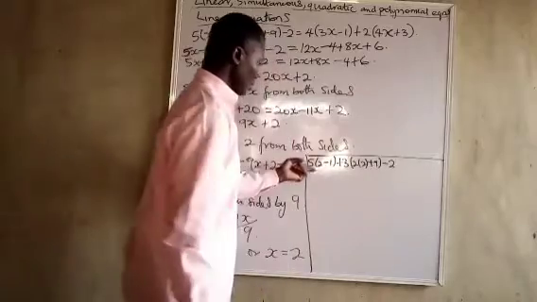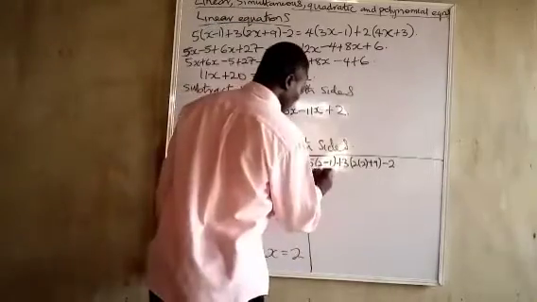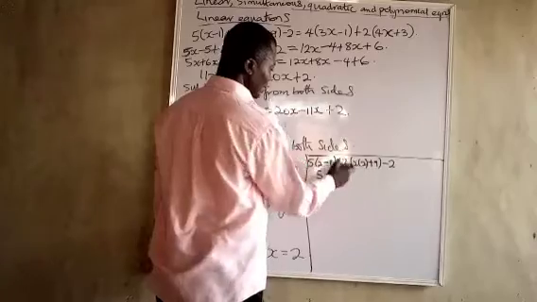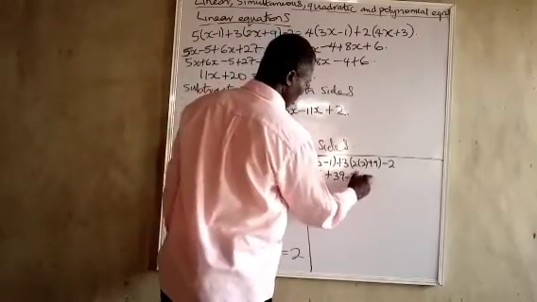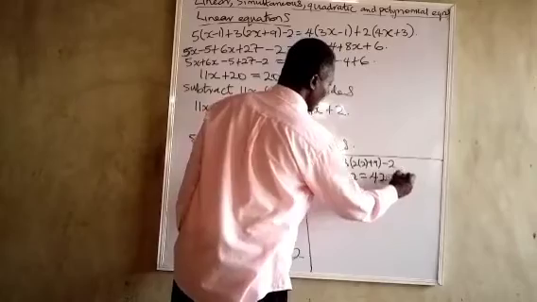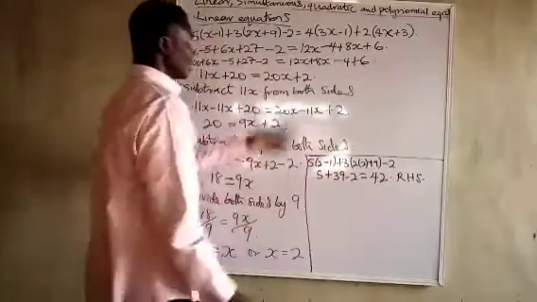Let's see what this gives. This one is 1. 5 times 1, 5. Plus, this one is 4 plus 9, 13. 13 times 3, 39. Minus 2. What does that give me? 42. You can see, that is the right hand side. That's what the left hand side will be.